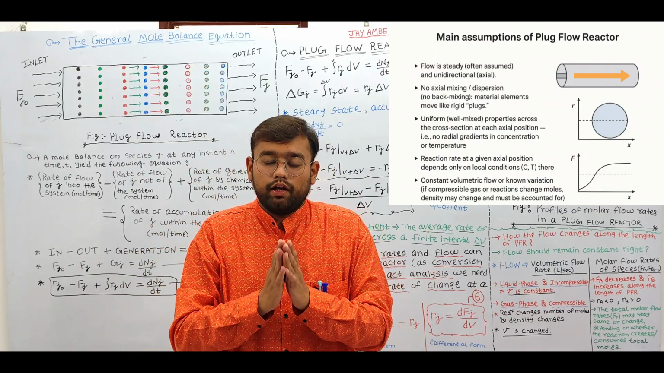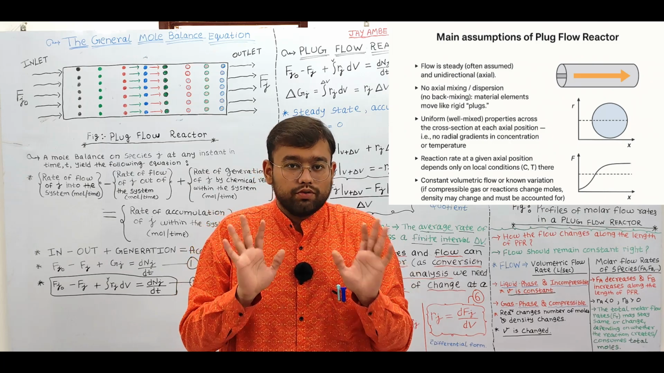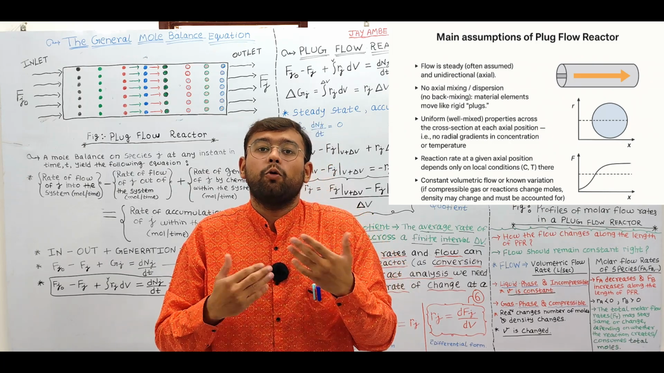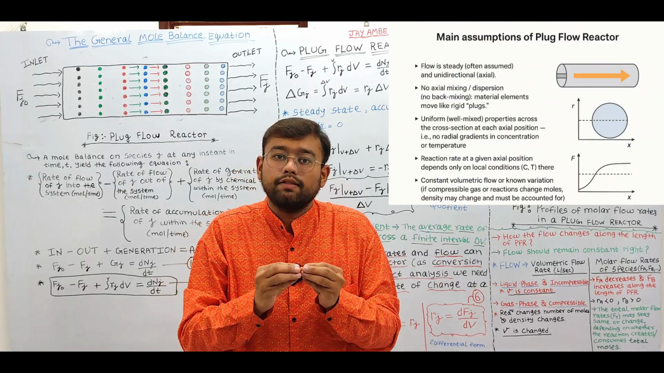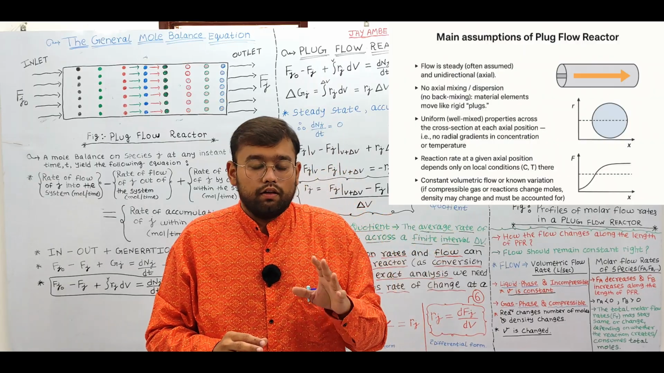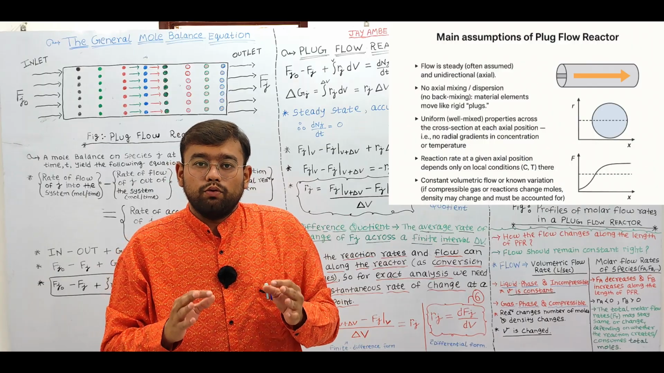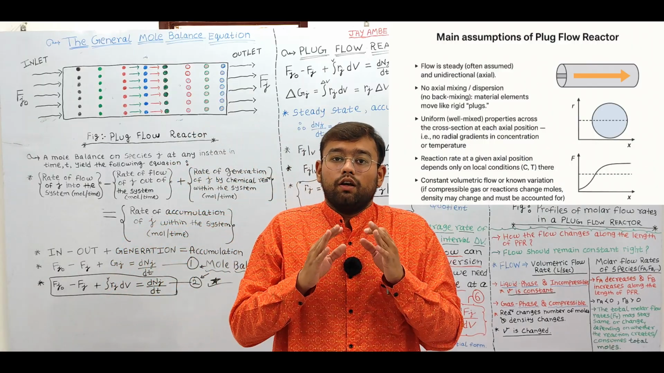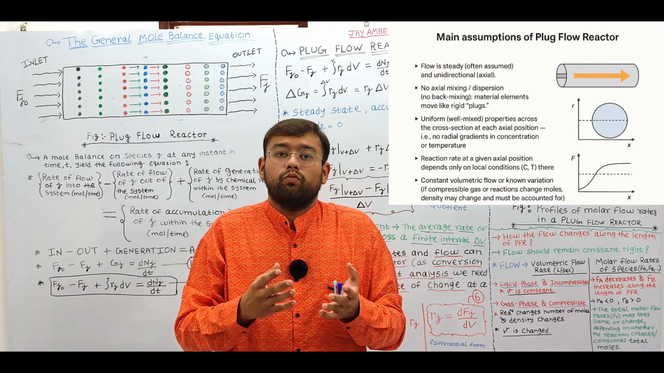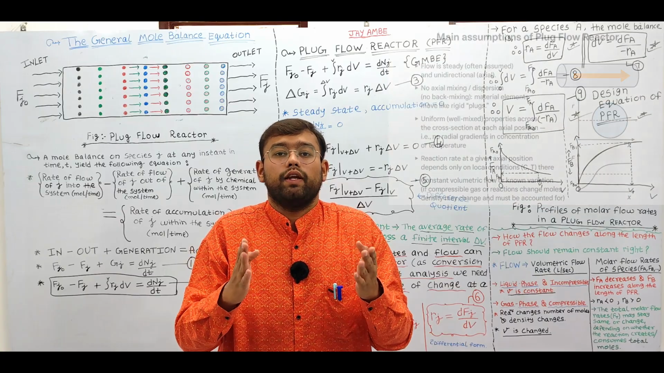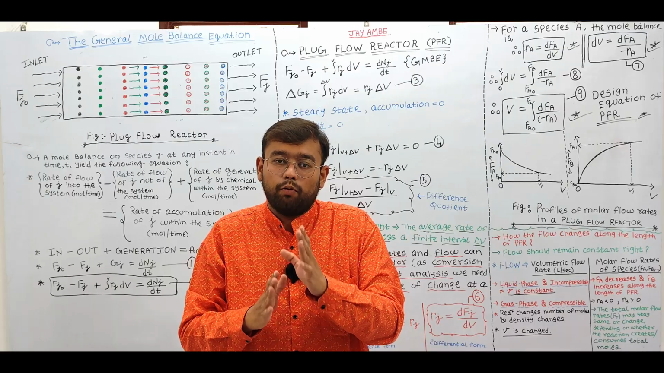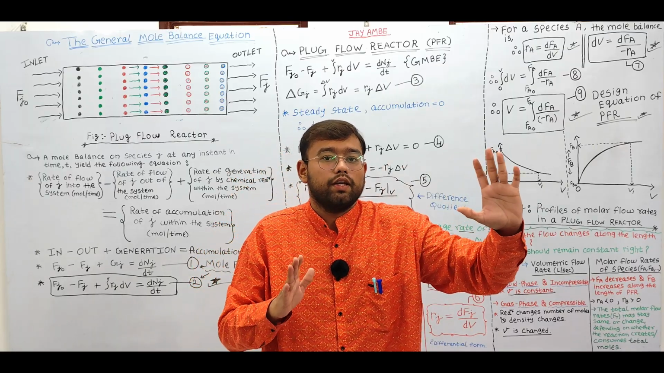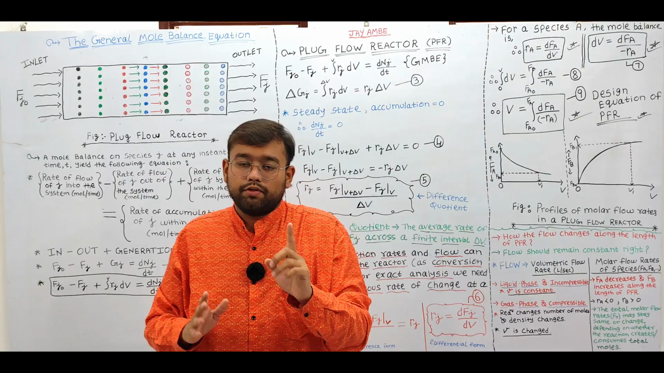So the accumulation term will be equalized to 0. It's called the steady state operation, right? So there are no chemical species accumulating inside the reactor volume. For those reasons, the steady state operation means the accumulation term will be equalized to 0. Due to those reasons, we will operate the ideal plug flow reactor at a steady state operation, right? The first assumption is clear.